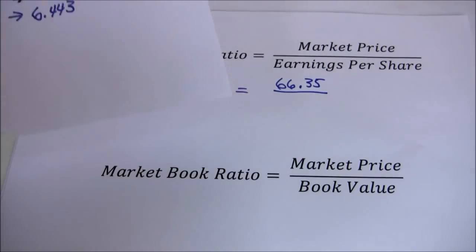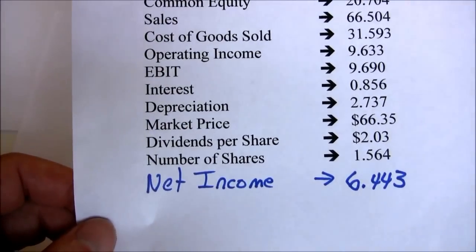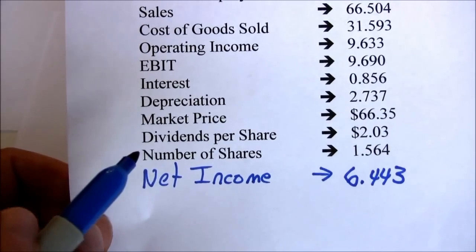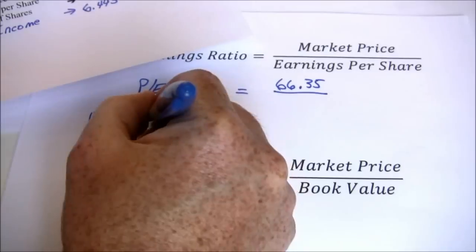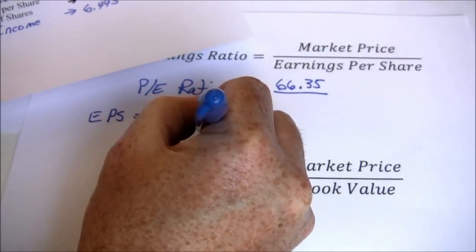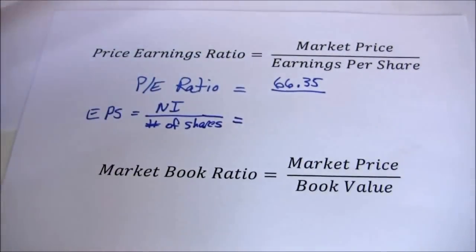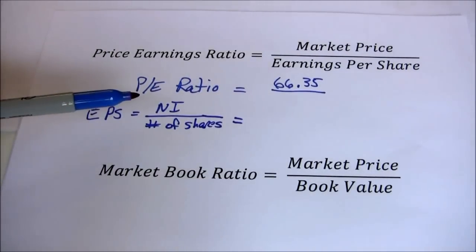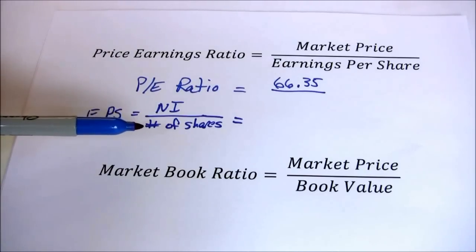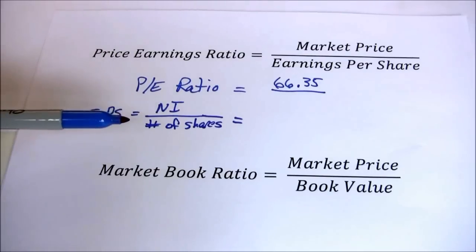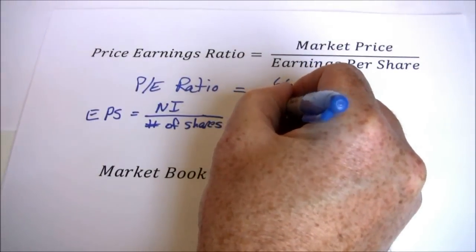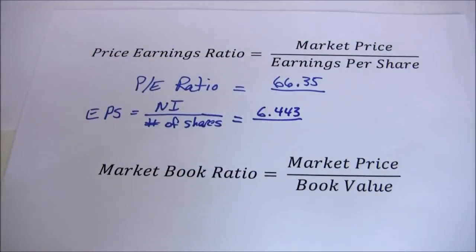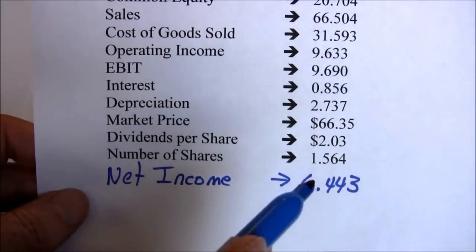And now we need the earnings per share. Now, we're not given the earnings per share in this calculation. Instead, we have the number of shares outstanding and our net income. So we have to calculate the earnings per share. Earnings per share is just net income divided by number of shares. Now, a little side note. Technically, it's a little more complex than that. We want to use the net income available to common shareholders and divide by a weighted average number of shares outstanding. But for the purposes of our class, we're just going to use a simple net income divided by number of shares. So our net income was $6.443 billion. And the number of shares outstanding we had as 1.564 billion.